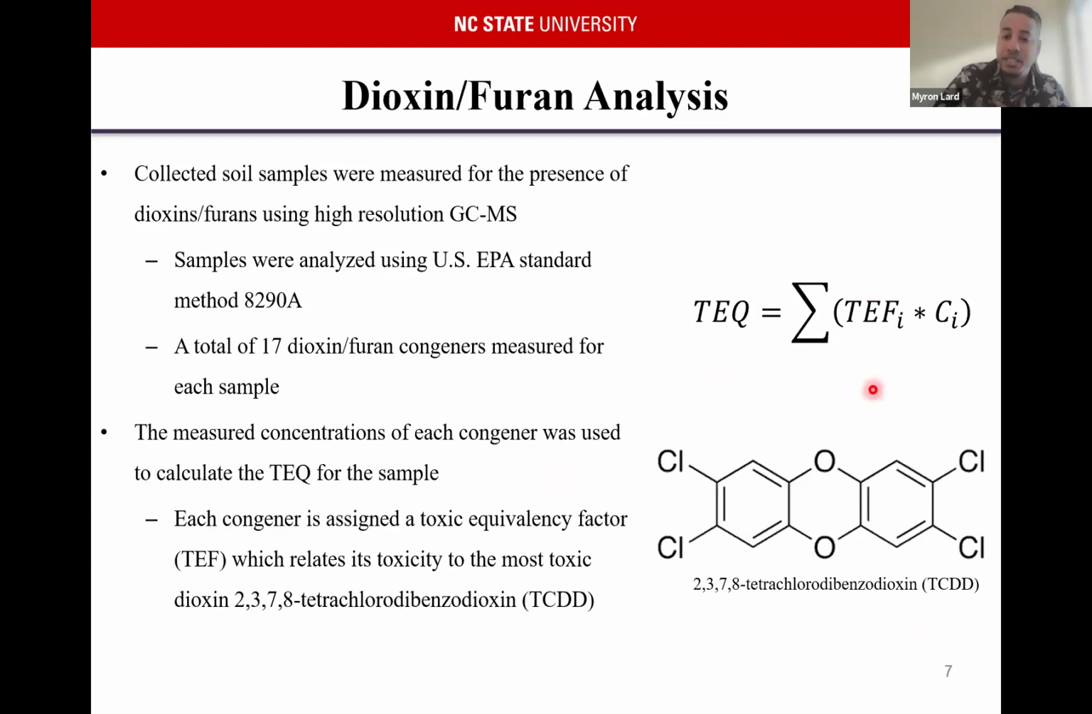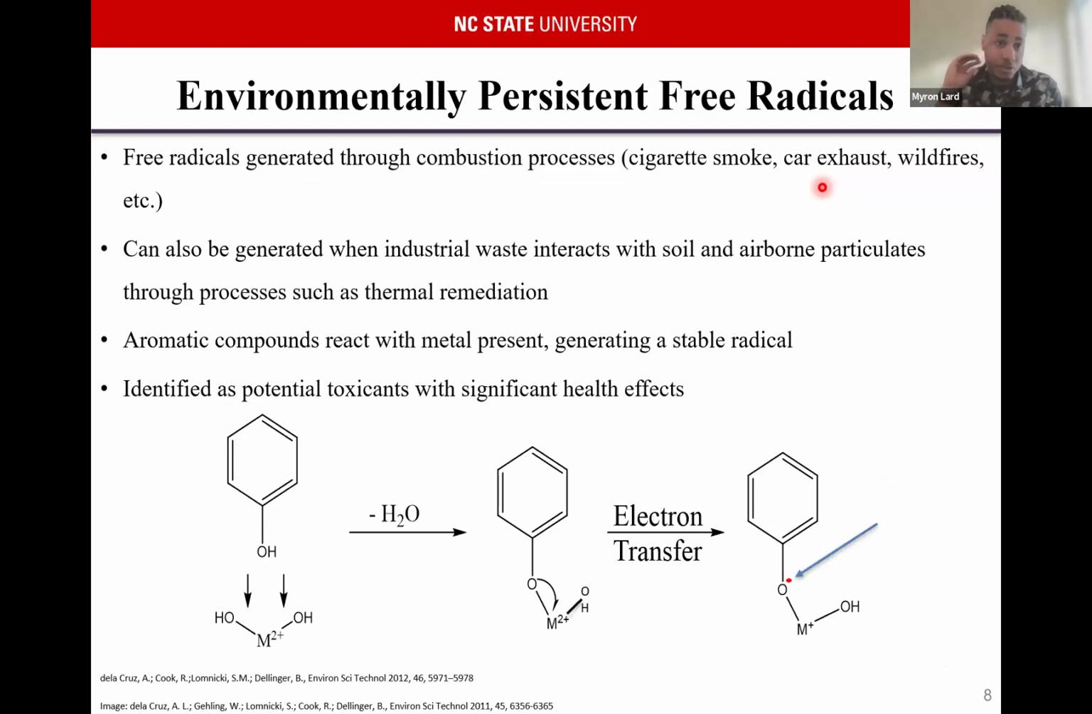So this toxic equivalency factor is multiplied by the concentration, and then all of these are summed for each sample. So all the congeners in each sample are added up, and then you have a total toxic equivalency value.